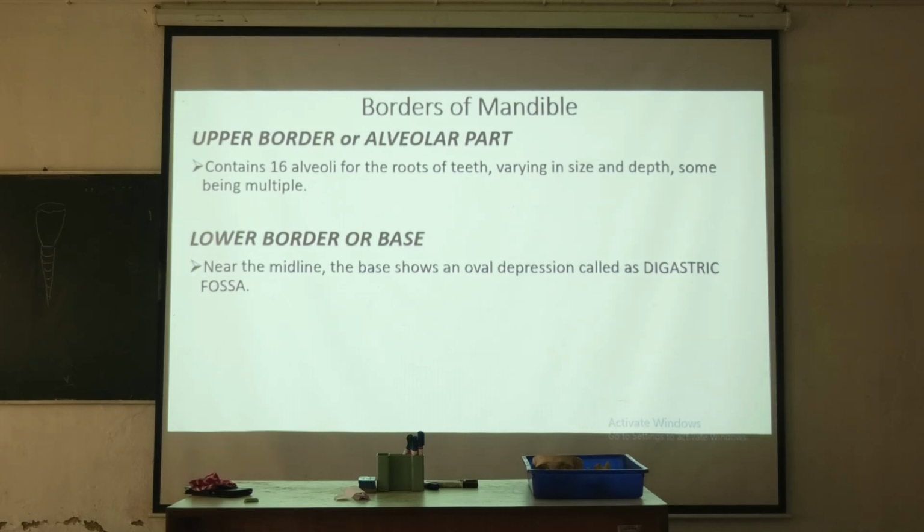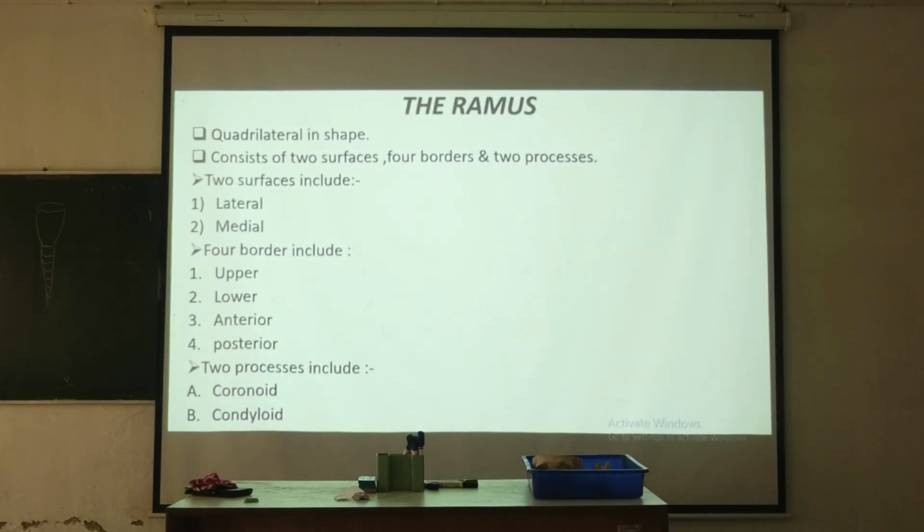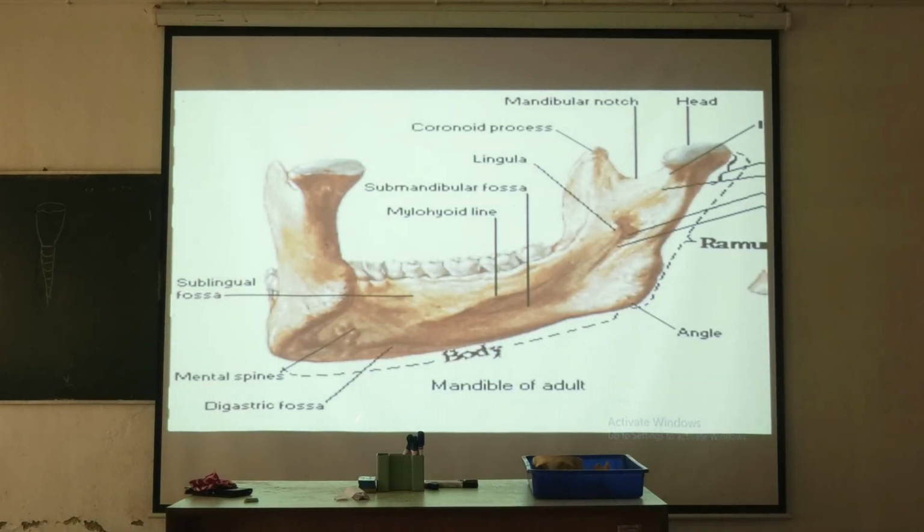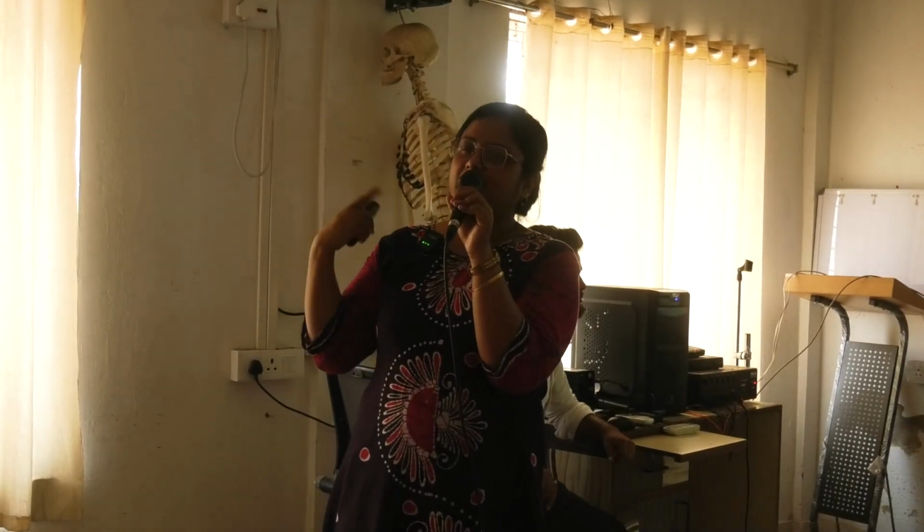Okay, next. Previous slide. You see here is the genial tubercles and here two depressions you can see. These are the digastric fossa, and this gives origin to anterior belly of the digastric muscle. Digastric muscle you will see during the anterior triangle of the neck. We will see in the dissection.